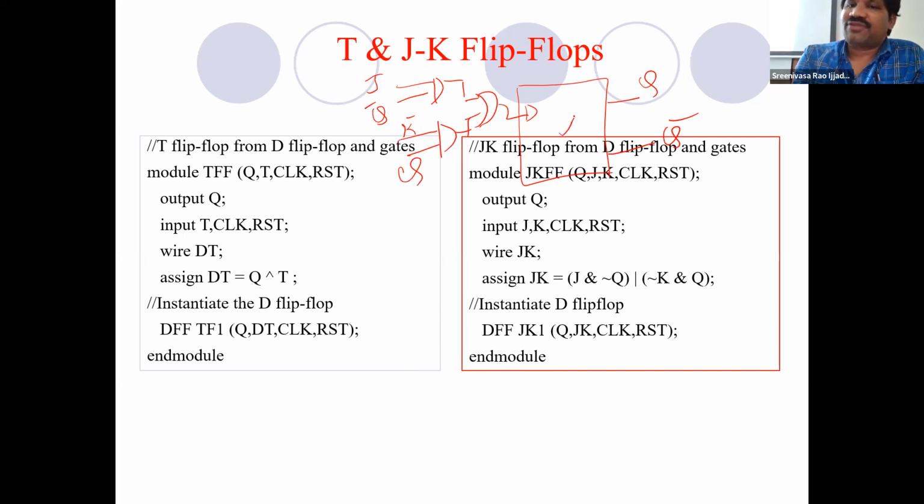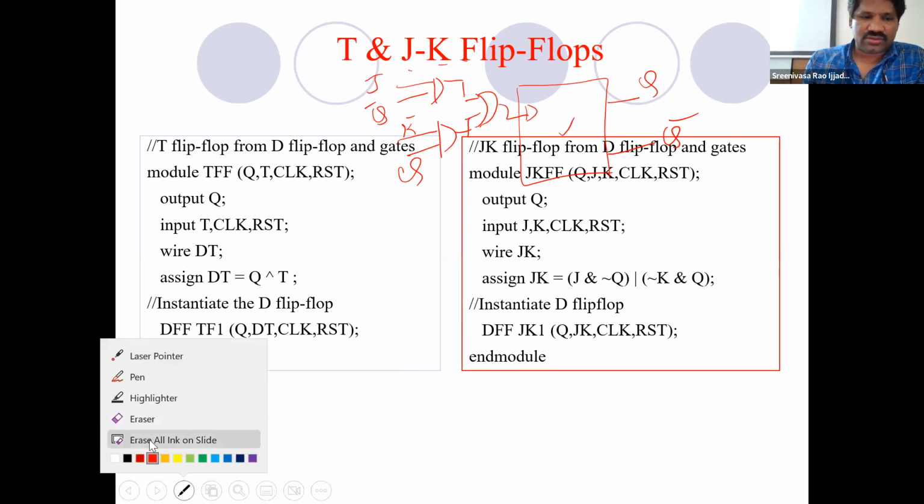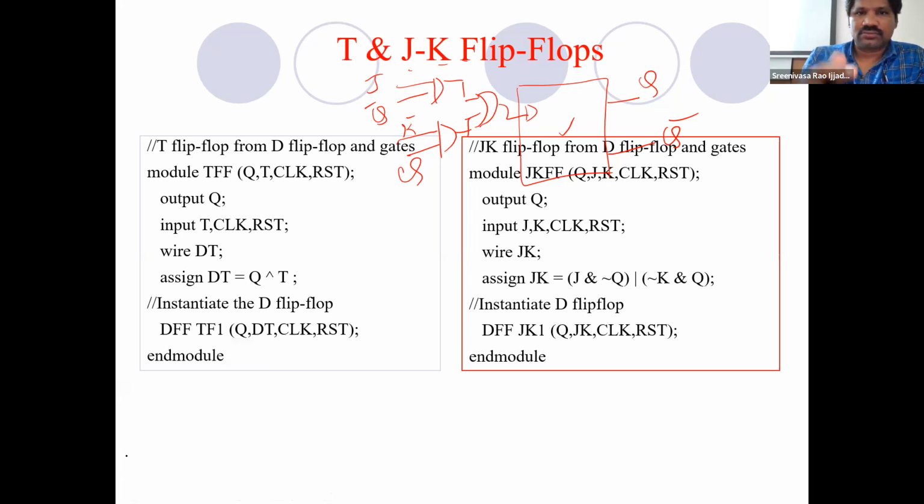You have this D flip-flop and you want a JK flip-flop, then you can write this code. This is an insight: you are using the D flip-flop to generate the JK flip-flop operation. Since D is already designed and implemented, you can write this code.